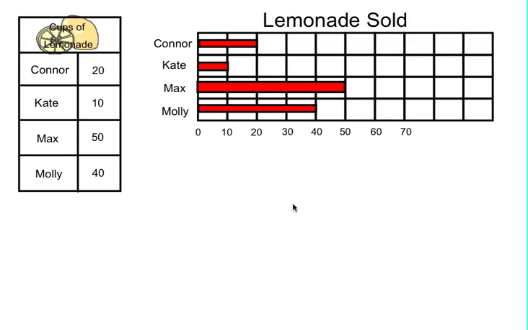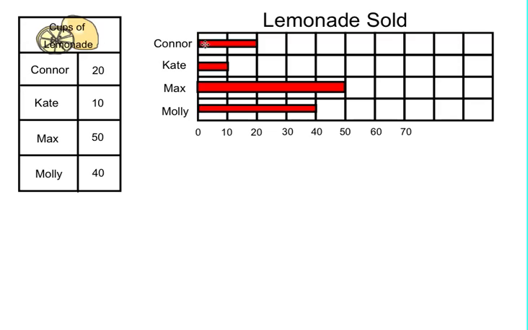First, I made the graph with the boxes. I numbered what each line means. So if it stops here, they sold 0 cups of lemonade. If they stop at this line, they sold 10 cups of lemonade. This line is 20 cups, 30 cups, 40 cups, 50 cups, and then that would be 60 or 70 cups. So we make a bar graph. Then we put the children's names going down the side of the bar graph.